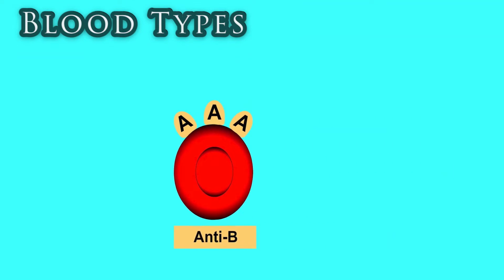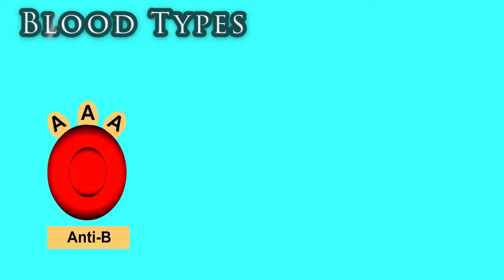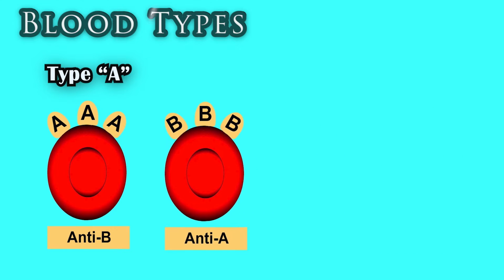Your blood type is partly determined by the proteins on your red blood cells. Some people have type A proteins on their red blood cells. Type A blood. Some people have type B proteins on their red blood cells. Type B blood.